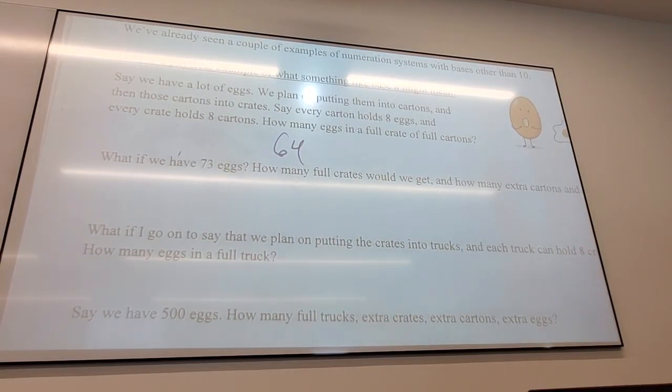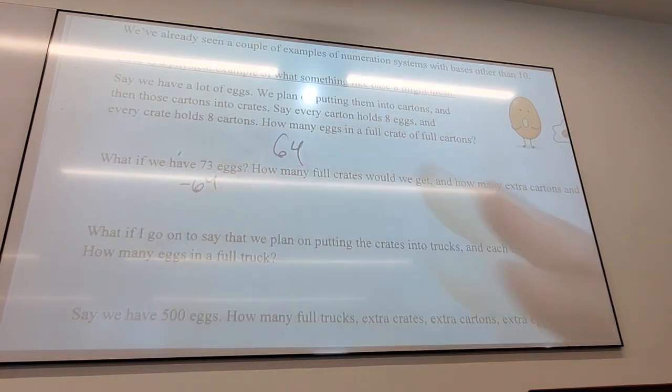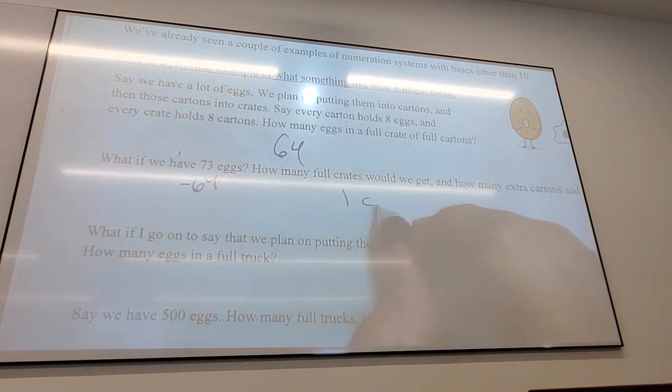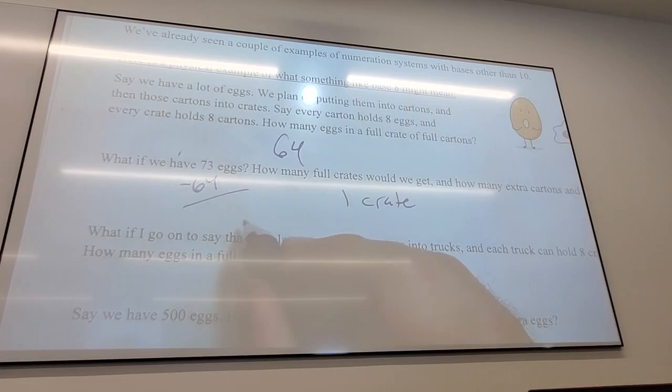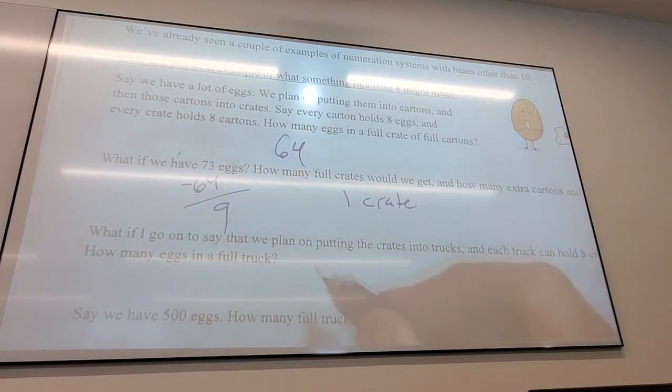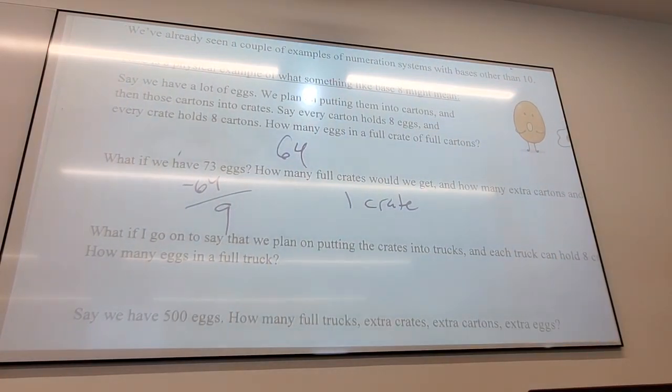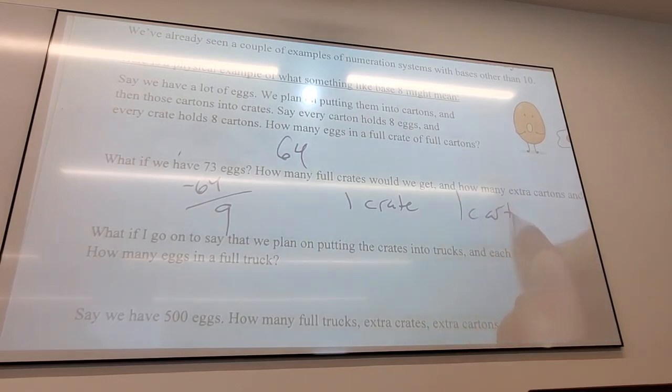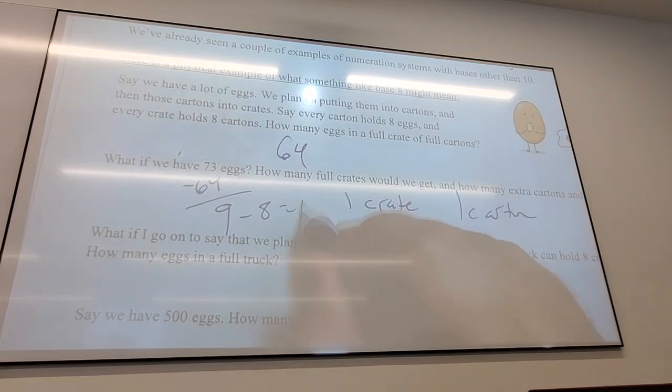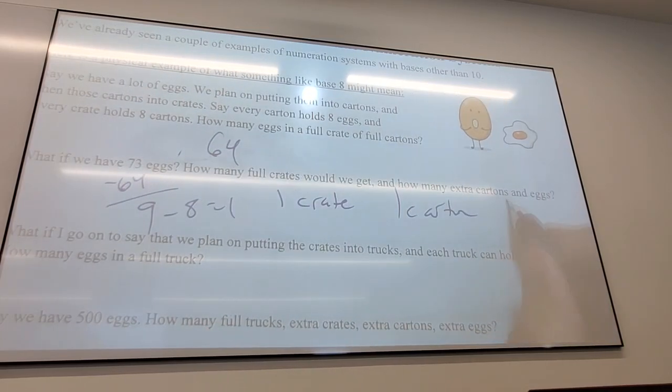Totally! So if I subtract 64, I could put those 64 and they would fill a crate. So that's 1 full crate so far. And what do I have left? 9. Now I move on to cartons. How many cartons can I fill? 1 carton. So now it's minus 8 eggs, correct? And so I now have 1 egg left.